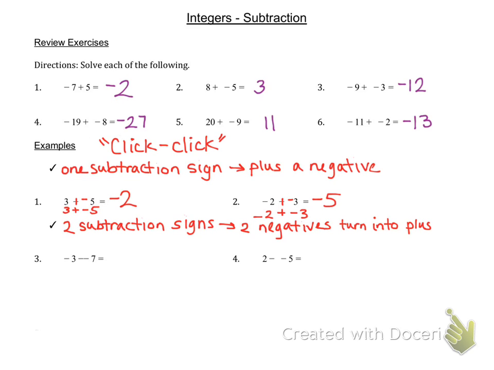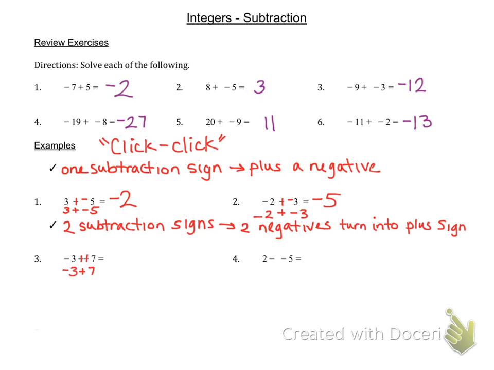Okay, now let's look at what happens if the problem has two subtraction signs that are right next to each other. So between, for example, number 3, between the -3 and the 7. If there's two negatives, the two negatives turn into a plus sign. And we're still going to use that same click. So in the middle right here for number 3, it's going to go -3 minus a -7, and I'm going to go click. So now that becomes -3 plus 7.